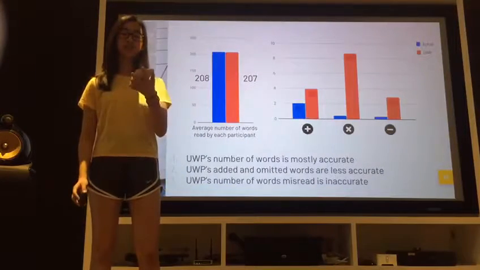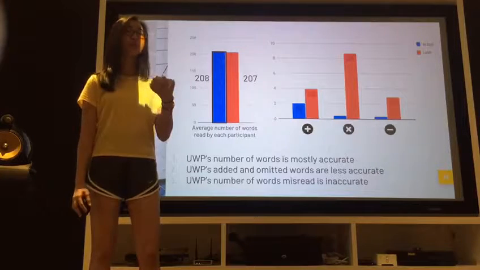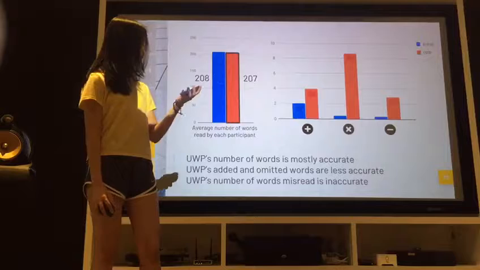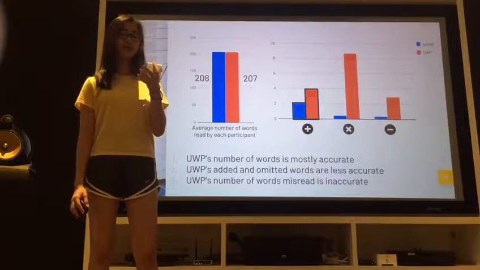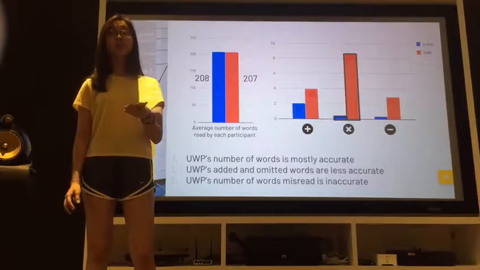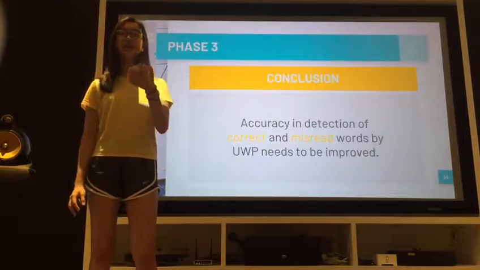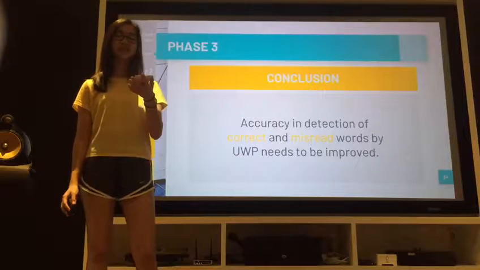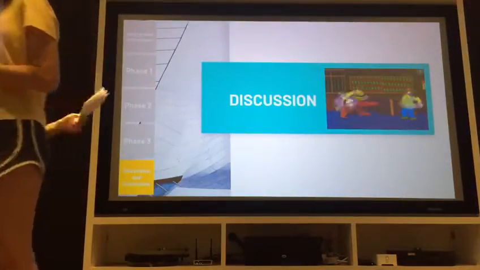UWP's detection of the number of words read by each participant is quite accurate, with the actual average being 208, and UWP detecting an average of 207. Meanwhile, the number of words added and omitted are less accurate, while the number of words misread is severely inaccurate. These observations led us to the conclusion that the accuracy in the detection of correct and wrong words by UWP needs to be improved. Now, on to our discussion.